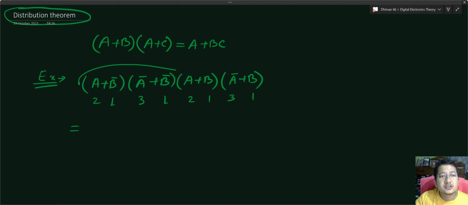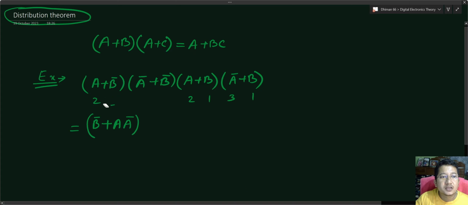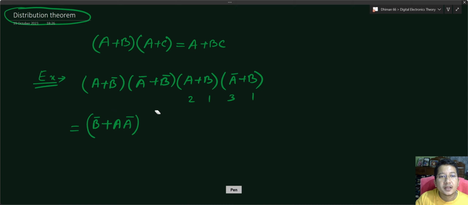So from the first two sum expressions, we can write B bar is common. So B bar plus A into A bar, because A plus B multiplied with A plus C, we can write as A plus BC. So this will be one expression, and this expression is multiplied with the second term. Now in the second term you can see we can write it as 1 plus 2, 3. So we can write B plus A bar, A bar.